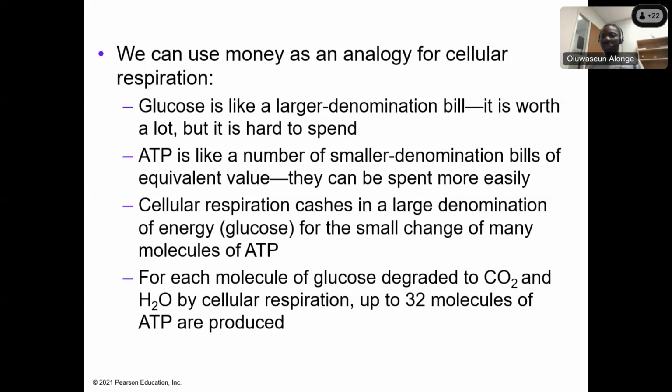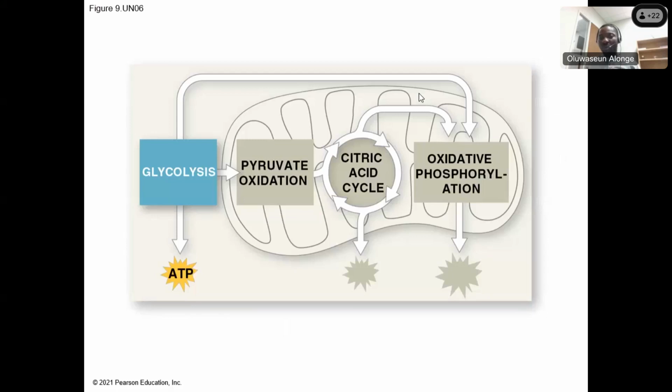For each molecule of glucose degraded to CO2 and H2O by cellular respiration, up to 32 molecules of ATP are produced. So approximately 32 molecules of ATP are produced in this case. Again, there are three major stages, and then we have one intermediate stage. Glycolysis is the first major stage, the citric acid cycle is another, and oxidative phosphorylation, or the electron transport chain, is another. Then in between, we have pyruvate oxidation. Some textbooks call it the intermediate stage, some call it pyruvate preparation. It's the same thing.